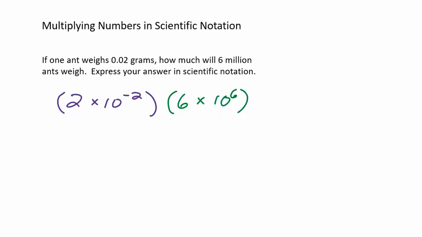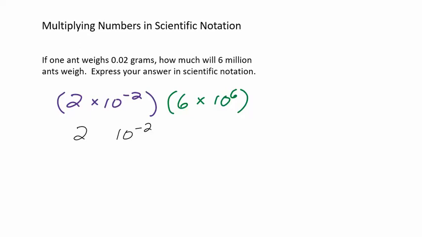So I could rewrite this as 2 times 10 to the negative 2. Actually, you know what I want to do? I don't want to write this times anymore. Let's put a dot, because I don't want to get confused with scientific notation.